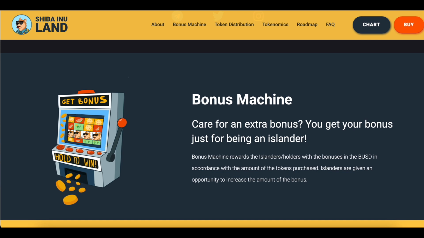Bonus machine. Care for an extra bonus? You get your bonus just for being an islander. The bonus machine rewards the islander holders with bonuses in BUSD in accordance with the amount of tokens purchased. Islanders are given an opportunity to increase the amount of the bonus.